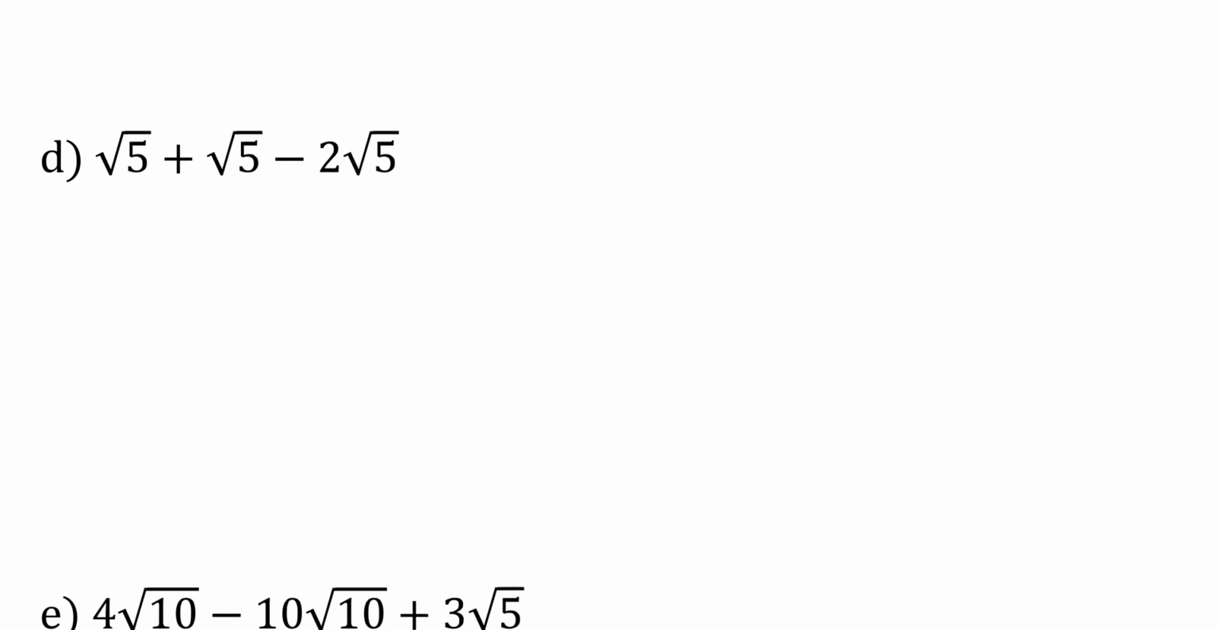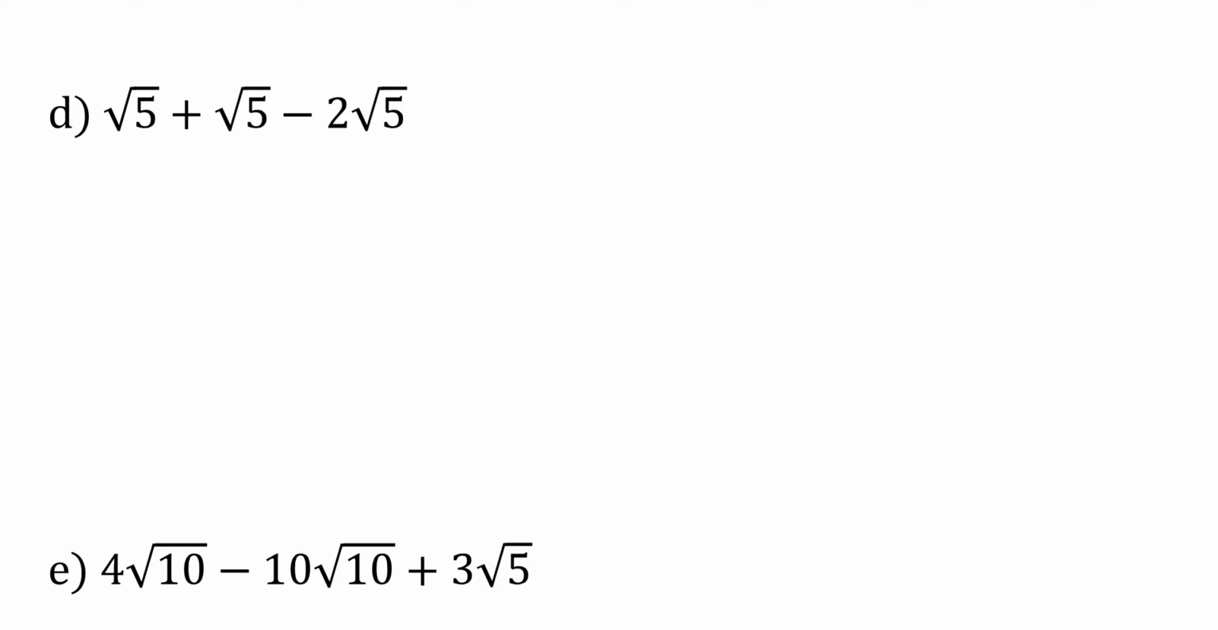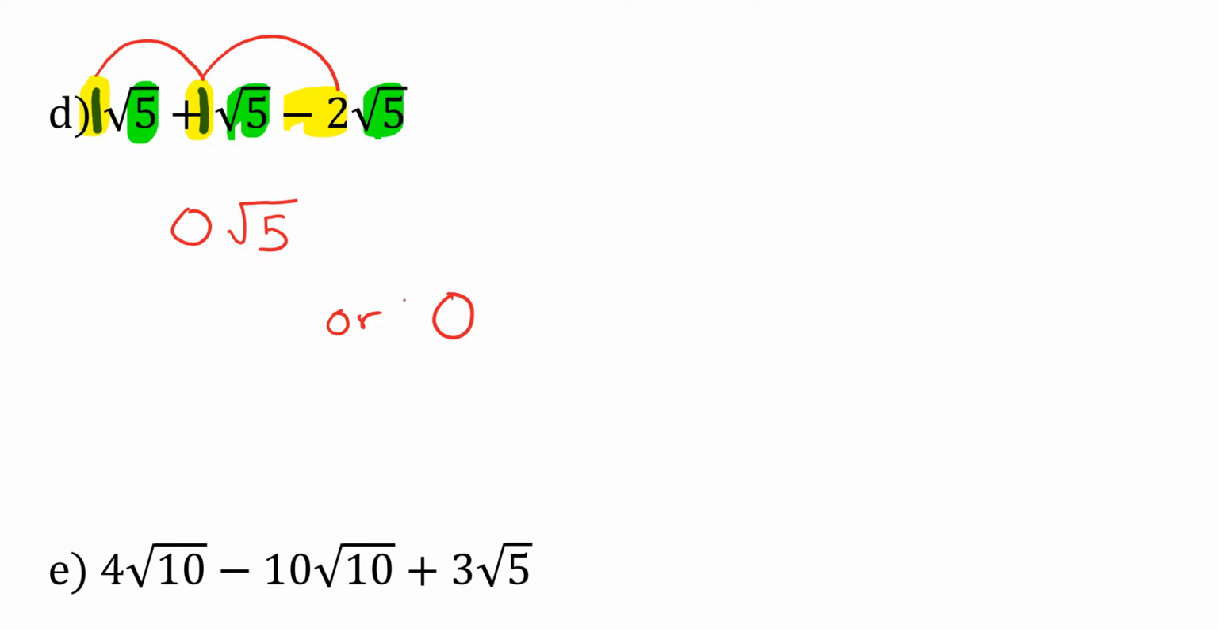Okay, let's move on to letter D here. Letter D is not too bad. I do have these invisible ones on the outside for my first two terms. And I noticed that all three of these terms have a root 5. So what that means is I can combine the outside numbers here. So 1 plus 1 is 2, and 2 minus 2 is going to be 0. So you can think of this as 0 root 5, or just simply 0. So 0 would be the better answer for that letter.